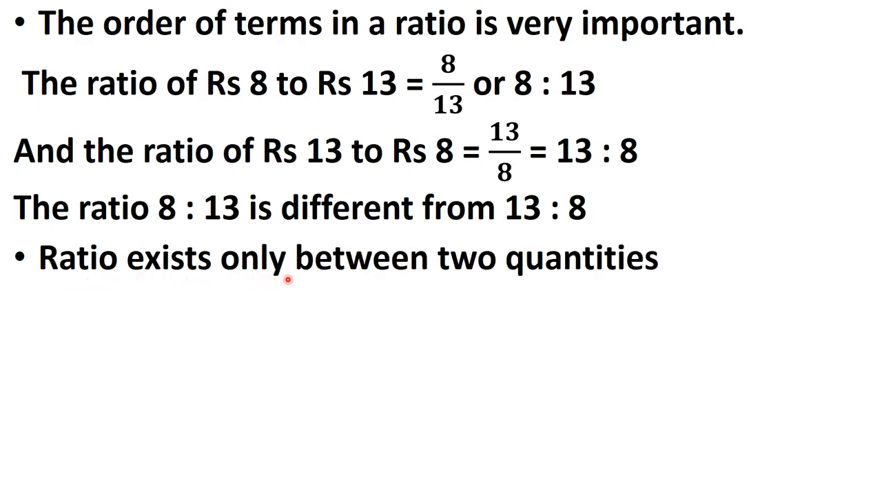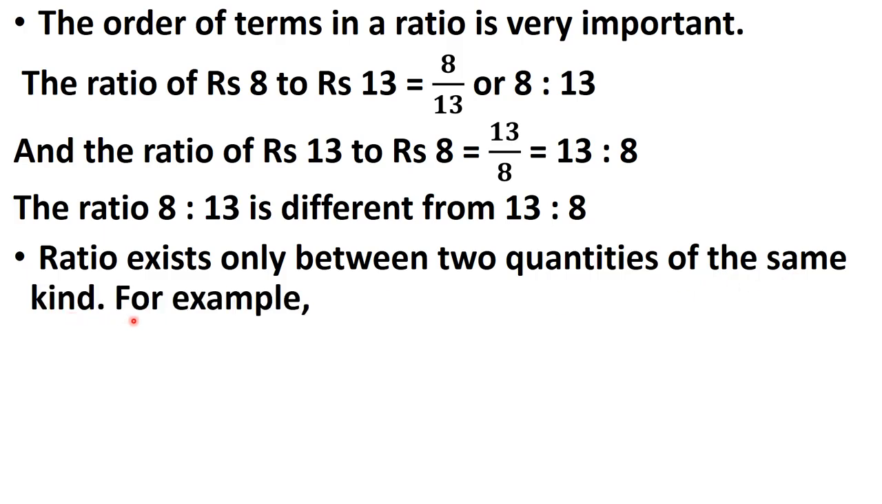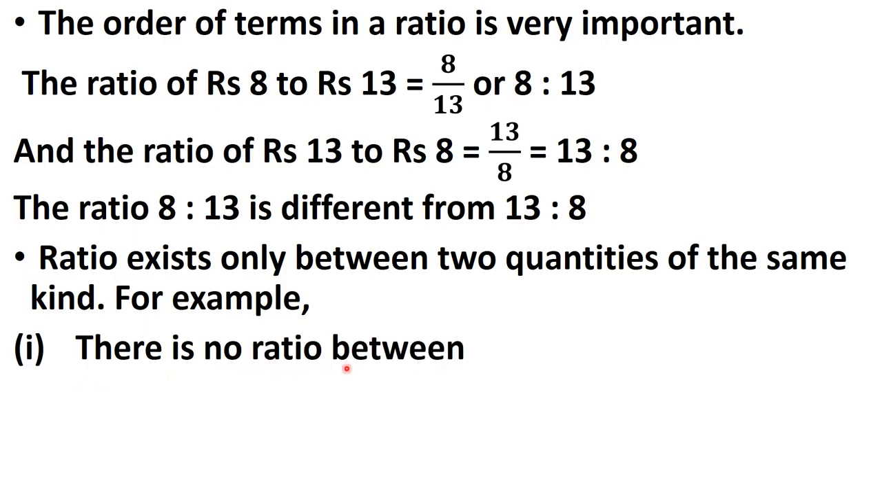Ratio exists only between two quantities of the same kind. This we have learned in the definition also. For example, there is no ratio between rupees 30 and 12 meter, as the units of both are different. Not only units, they are of different kinds. First is given in rupees, that is the price, and second is meter, that is the length. So we can't compare price with length. Okay, kind must be same.